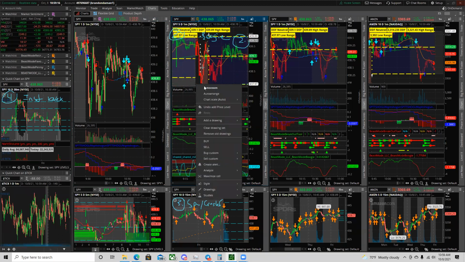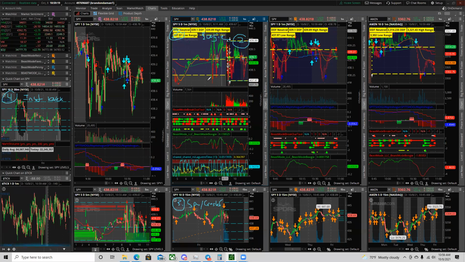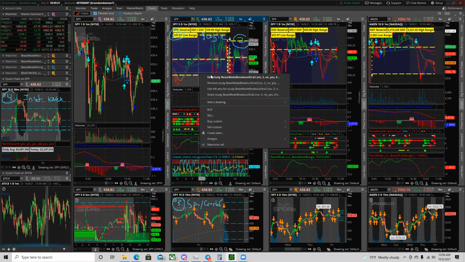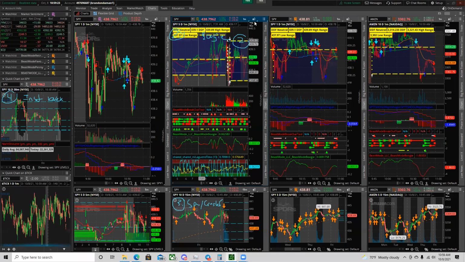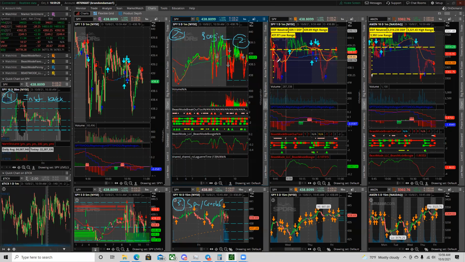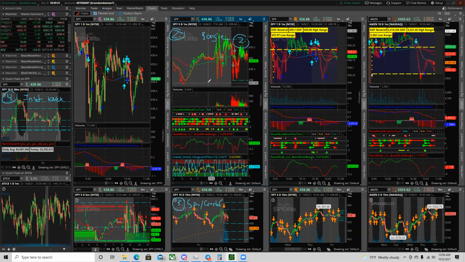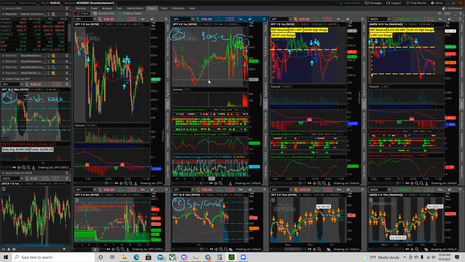And let me zoom out here. I should probably put this on a different setup. I'm going to remove this and make it a little bit more clear, because we have the levels over here on SPY. All right, so now system number two.